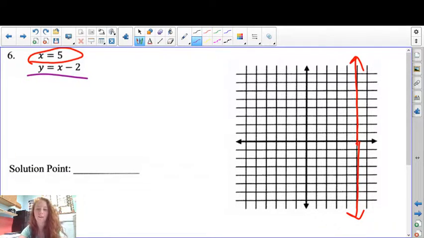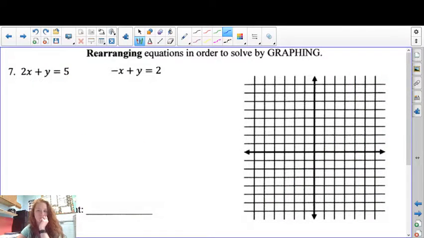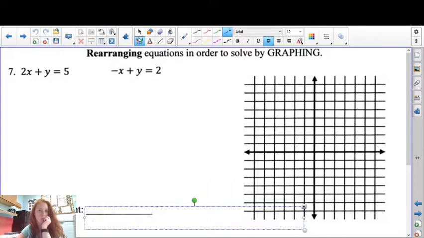Again, we're going to go ahead and plot our second one. Start down at -2. And a slope of 1, so up 1 over 1. Keep going till you hit. Not the best at drawing the straight lines on my computer, sorry. So his solution point exists there. So that looks like 5, 3.